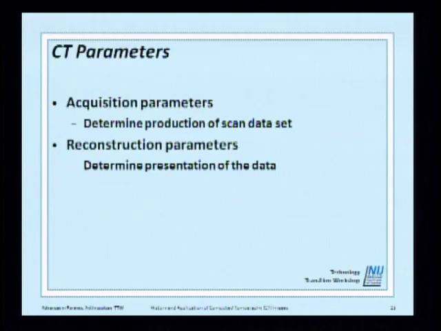Plus, working on the images, you have other problems too. You have the CT parameters that you need to keep track of. So you have acquisition parameters, which determine the production of the scan data set, and then you have the reconstruction parameters themselves. Acquisition parameters, basically, is where the CT technologies come in. And I wish that it were standard.